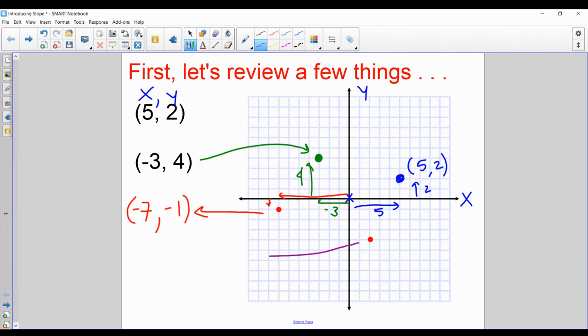If I look at this point, I'm going to go to the right 2, so that's a +2. So I've gone here, right 2, and then I'm going down, so that's 1, 2, 3, 4 down, so it's -4. Okay, so just some stuff to remember about graphs and plotting points.